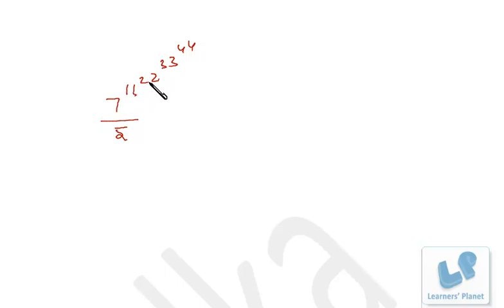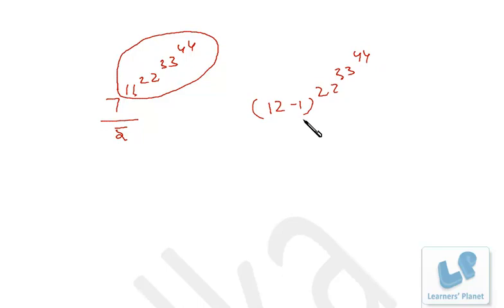So 11 raised to 22 raised to 33 raised to 44. Now we have to see this portion only, in which format this is. Now 11 is actually 12 minus 1. Now this is 22, 33, 44, right? So while divided by 4, the remainder will be minus 1 raised to all this. Now 22 is an even number, right? Even number with any power, the number will still be even. So while divided by 4, the remainder will be minus 1 raised to an even number, that means it is 1, right? So the entire number is of 4k plus 1 format.